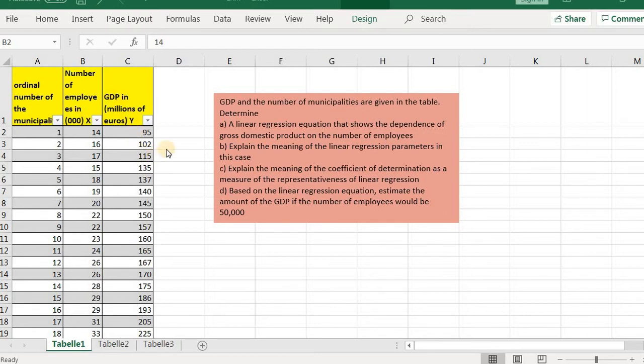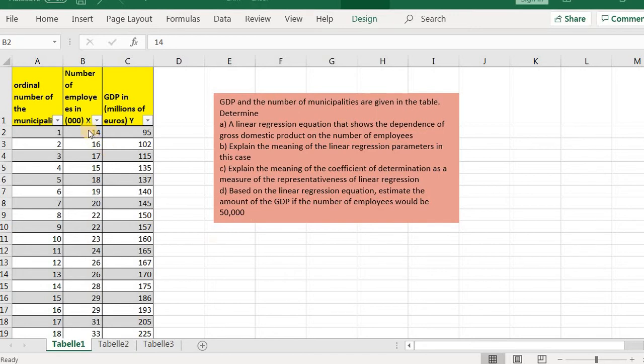Now we can go on to our task. In our task we have to determine a linear regression equation that shows the dependence of gross domestic product on the number of employees, then explain the meaning of linear regression parameters in this case, then explain the meaning of the coefficient of determination as a measure of the representativeness of linear regression, and then, based on the linear regression equation, estimate the amount of GDP if the number of employees would be 50,000. And how can we do that?